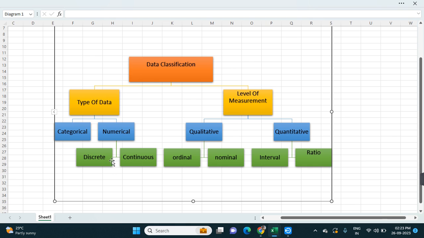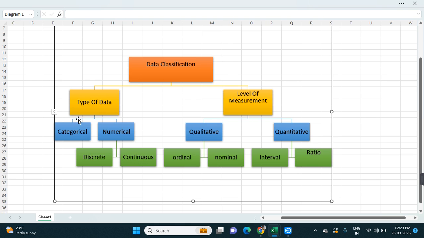Then continuous data can be represented with decimal points, like the temperature or the height of a student. For the temperature, 30.3 Celsius, or the height 7.5, 6.5 foot, like that. This is called continuous data. So this is about the classification on the basis of type of data.